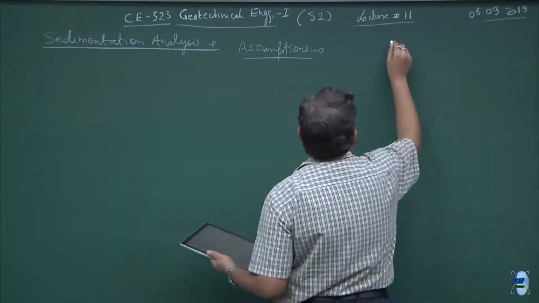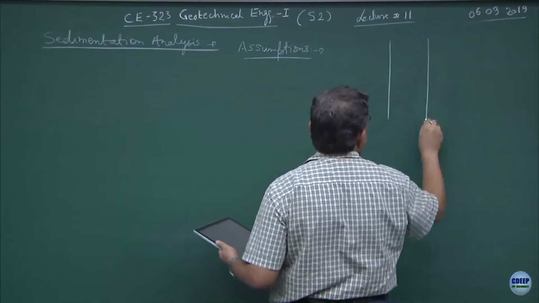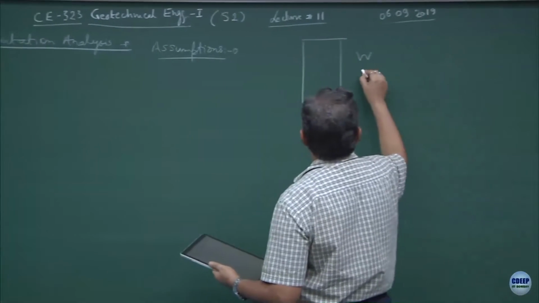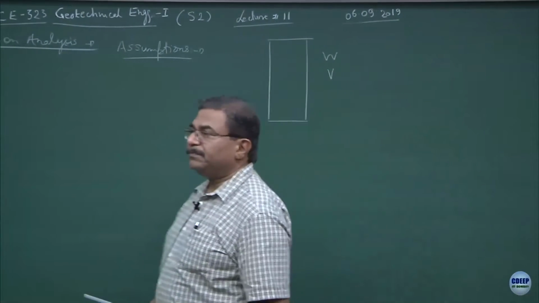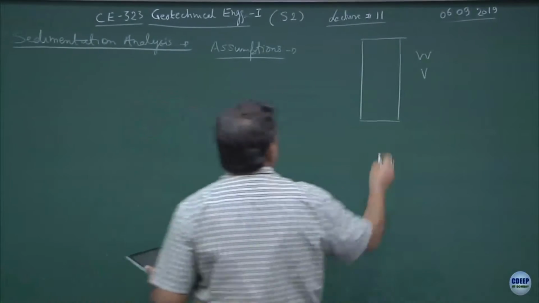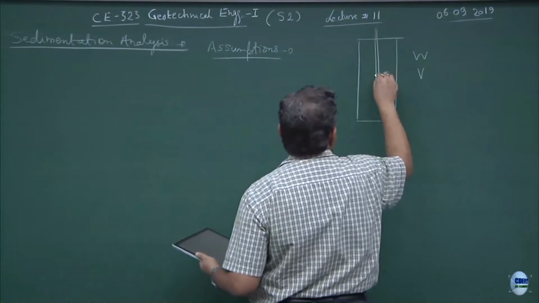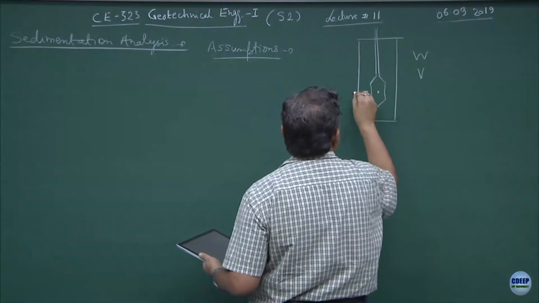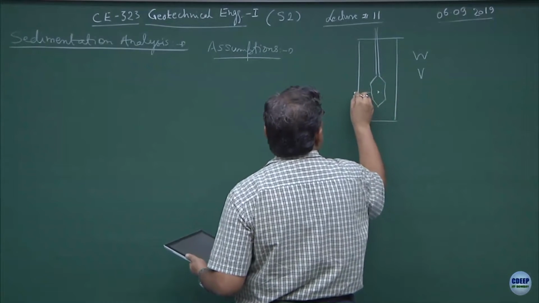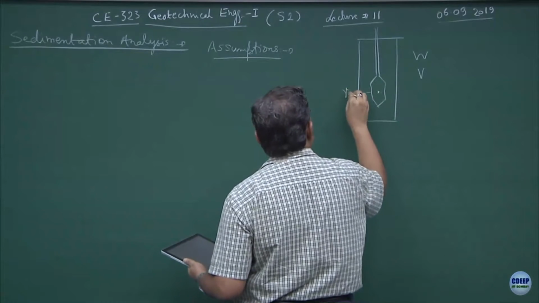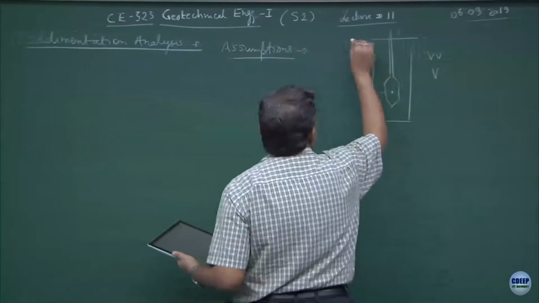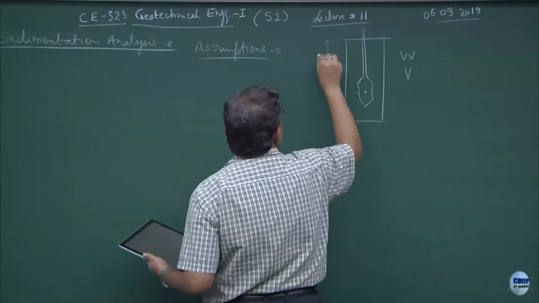relationship based on the fact that in hydrometer tests, what happens is you take W weight of the soil and put it in the V volume, and you use a hydrometer here, and normally at this point we measure the density of suspension, and this is treated as L.